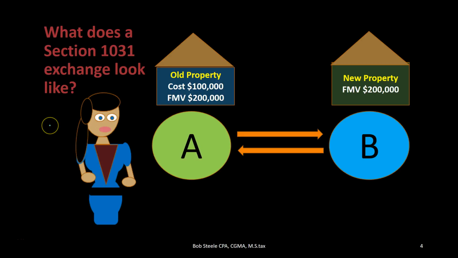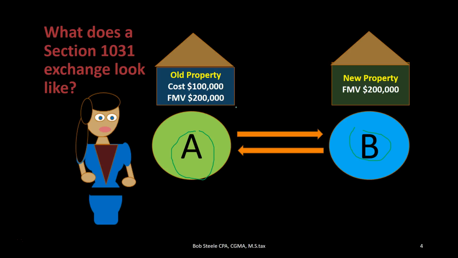So what does a Section 1031 exchange look like? When we look at a 1031 exchange, it is, of course, an exchange. In terms of real estate, if we're looking at the transaction, say we are A over here, we have this property. We want to trade our property with B, who has similar property, and we would give our property to B. B would give their property to A.